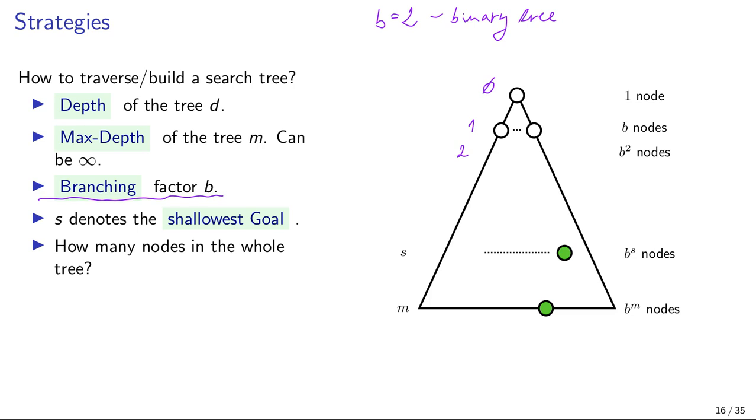Then, these violet numbers are the depth, and s denotes the shallowest depth, or the smallest depth, or shallowest goal. There could actually be multiple goals, and we denote the depth of the shallowest one by s, and m is the maximum depth of a tree. It can go to infinity. It's worth remembering. Okay.